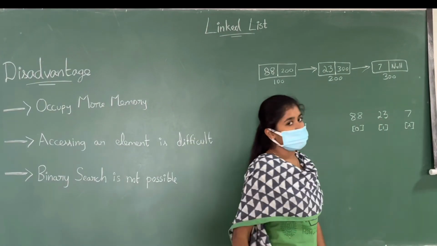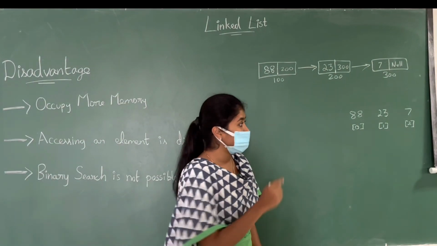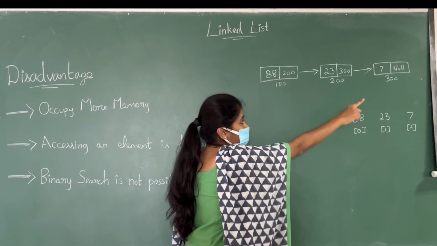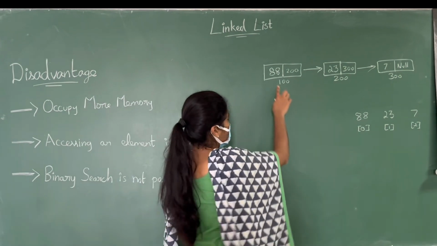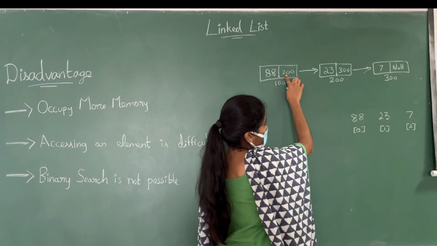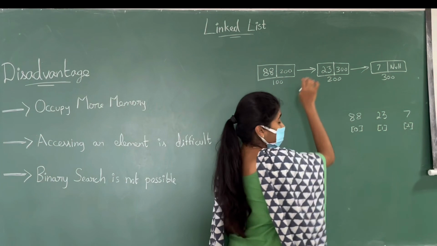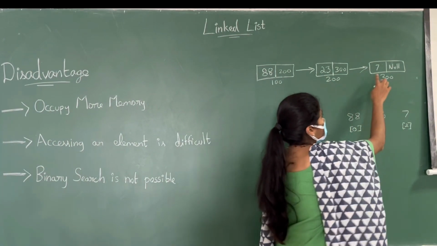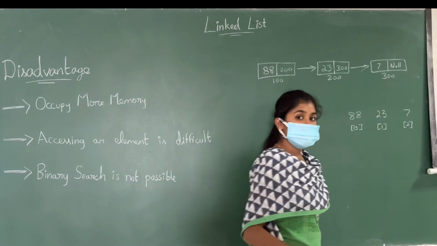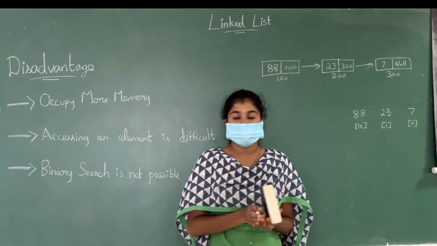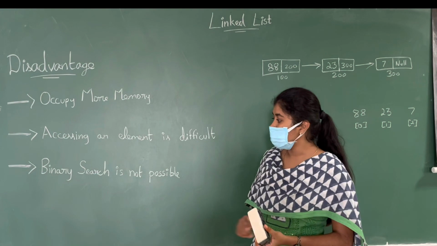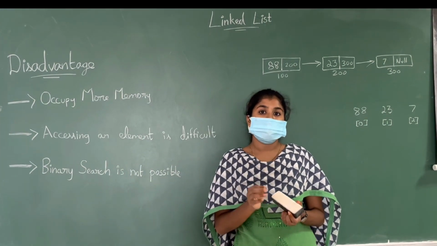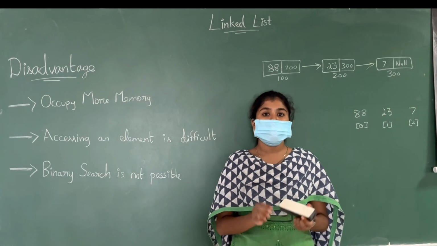But whereas in a linked list, if we want to access the element 7, the first node of the list has to be accessed, 88. Then by referring to this address, the second node with the value of 23 will be accessed. Then by using this address 300, the node having the value of 7 will be accessed. This is the difference. And the third is that binary search is not possible because in a linked list it is not necessary to store all the elements in a sorted manner.